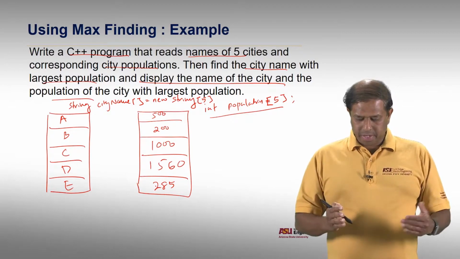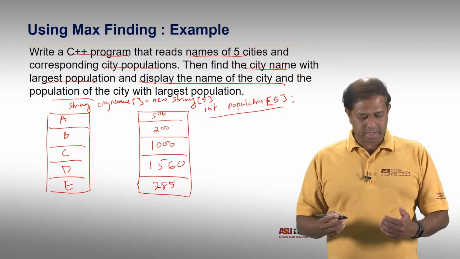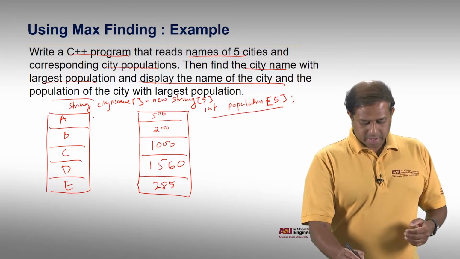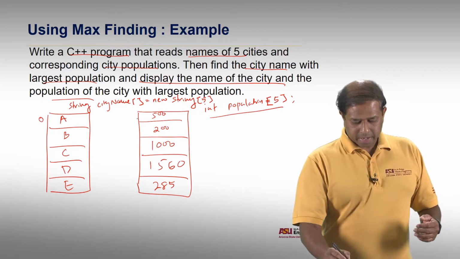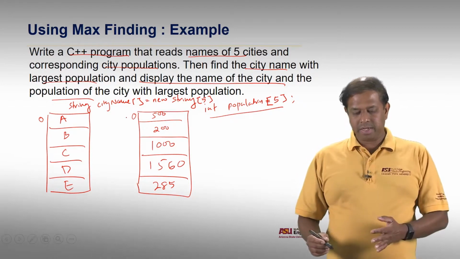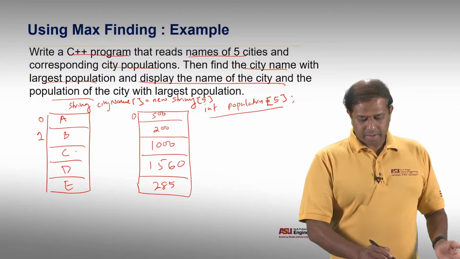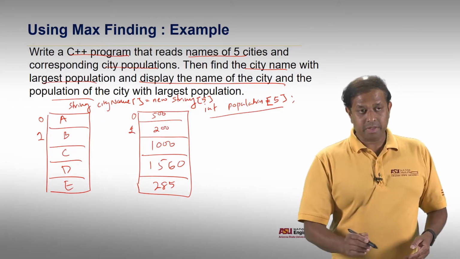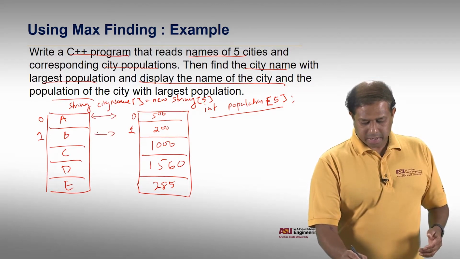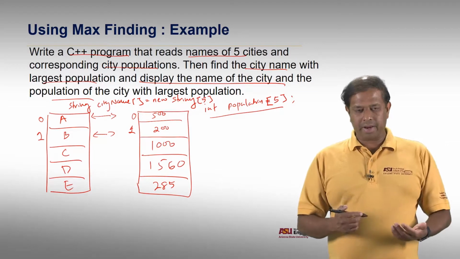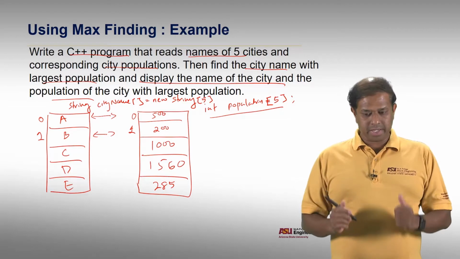Now in order for us to do that, what we have to do is somehow relate these two arrays. If you look at it, index 0 of the first array, that's the city name array, corresponds to index 0 of the city population array. Likewise, index 1 of the city name array corresponds to index 1 of the population array. Since these data items are related to each other, we call it a parallel array. Parallel means they have corresponding values stored in this array.